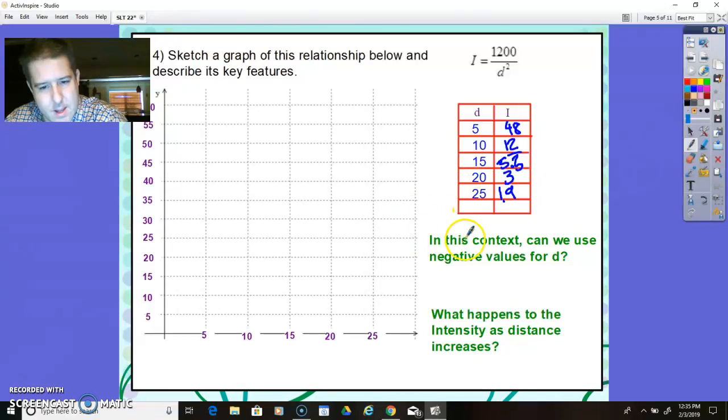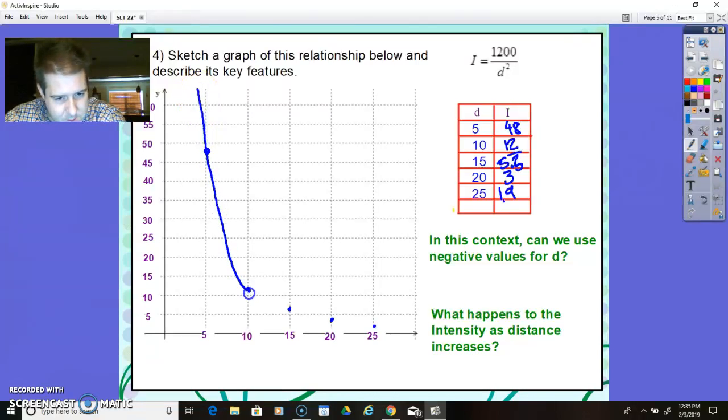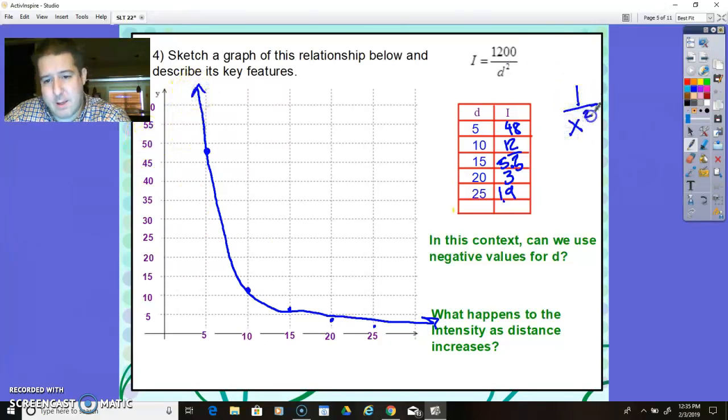All right, in the context, we'll get to that question in a second. So 5 was 48. The next thing I want to do is graph it. 10 was 12. Now you're probably going to notice right away that it looks very similar to what we have been doing with rational functions before, and there is a reason for that, which I'll show you in a second. 25 is 1.9. Yes, it does look exactly the same as all the other rational functions, but it's not going to look the same when you compare the entire parent function, which is 1 over x squared.